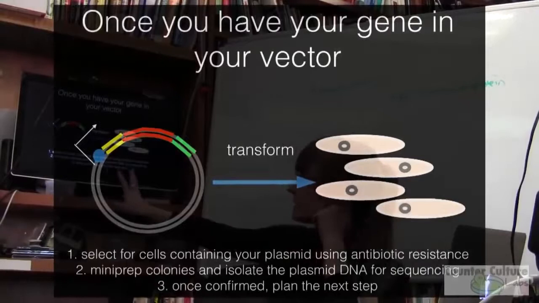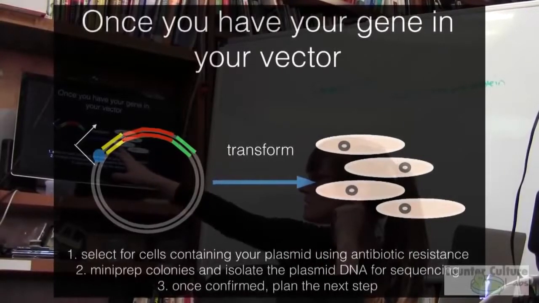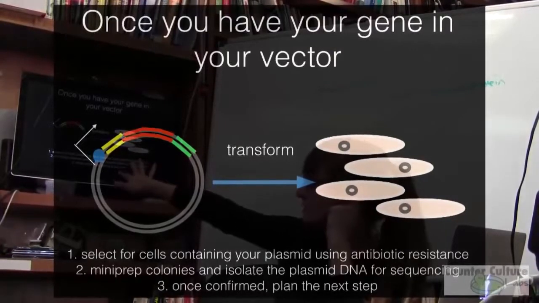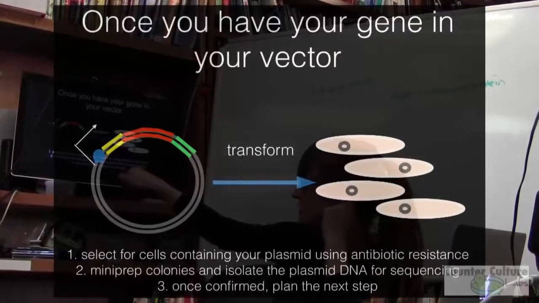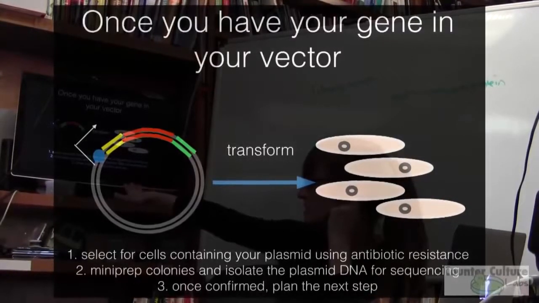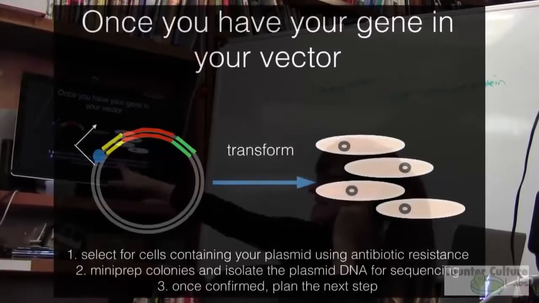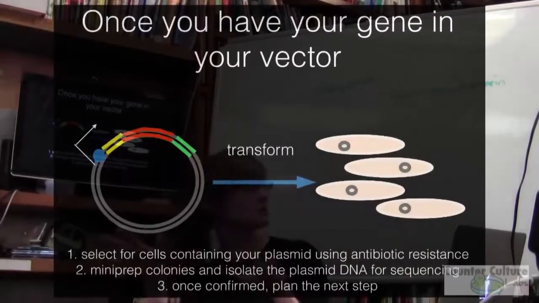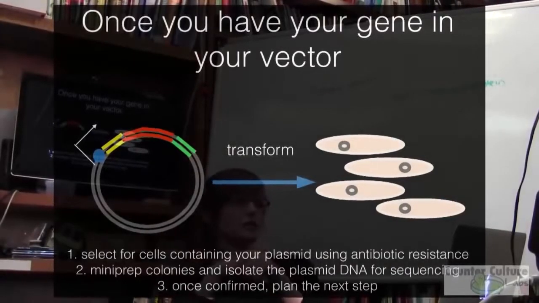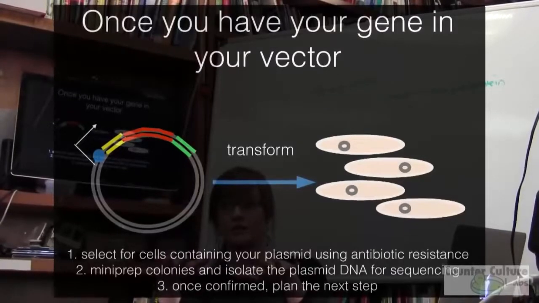So the first part of this is, if you transform your cloned vector right into cells, what are you going to do to confirm that you made the right construct? I pretty much mentioned it down there, but for those that can't see, you clone your gene into your vector and put it into bacteria just for the first stage of cloning, just to make sure you made your construct correctly. What do you need to do?